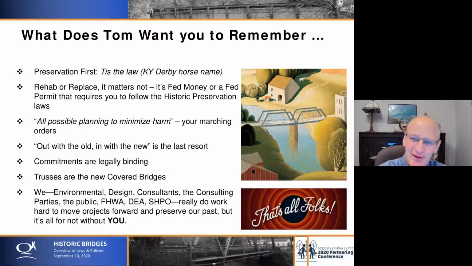Still the name of the Kentucky Derby horse that I was hoping would win. But yes, preservation first is the law.